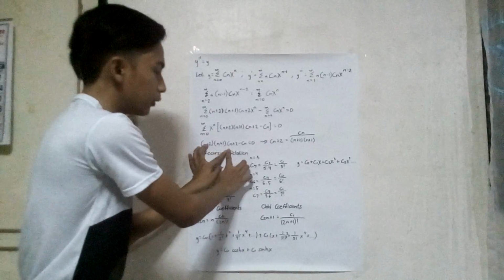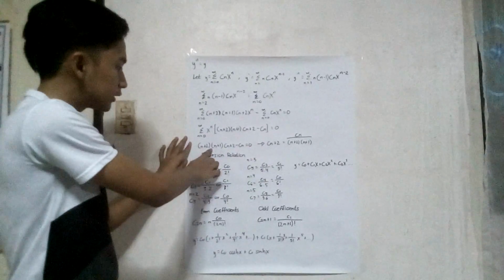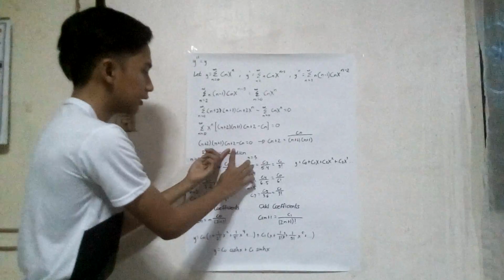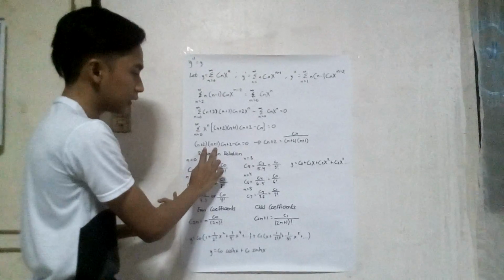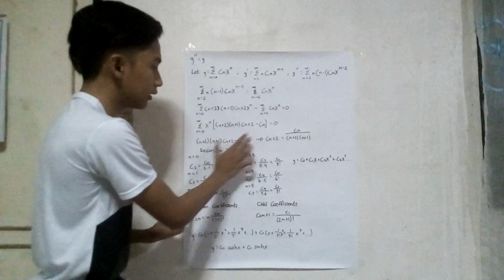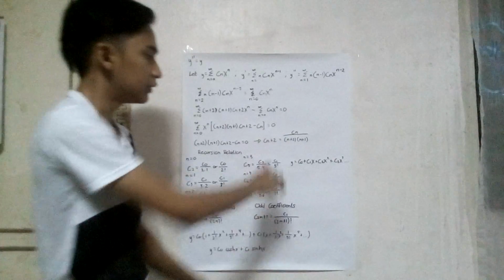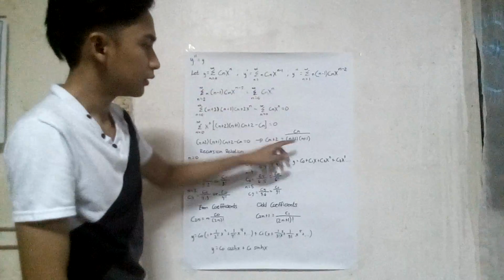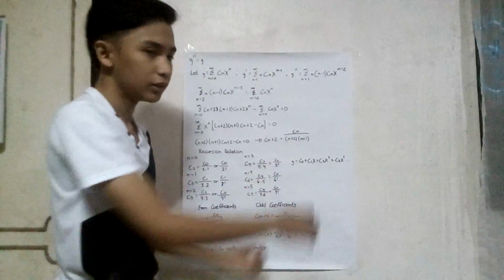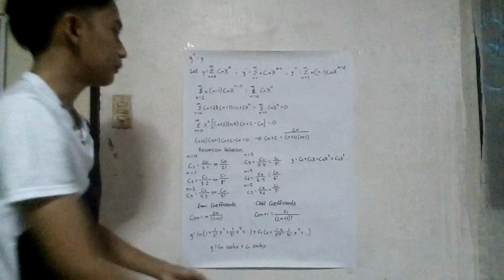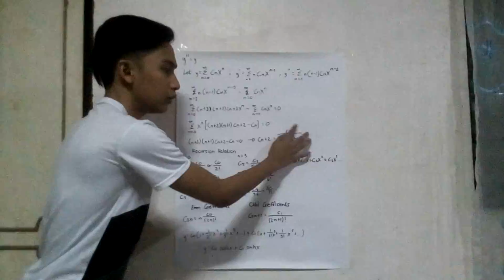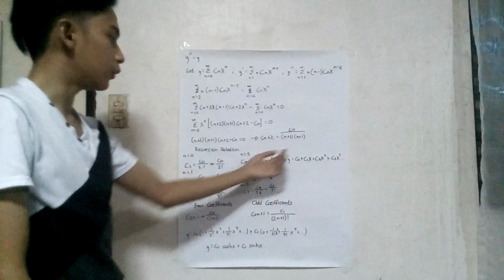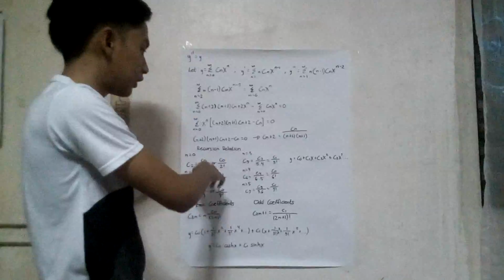And we divide both sides by n plus 2 times n plus 1. Then the n plus 2 and n plus 1 cancel out, and the equation becomes cn plus 2 equals cn over n plus 2 times n plus 1. By having this whole formula, we can now get the recursion relation.